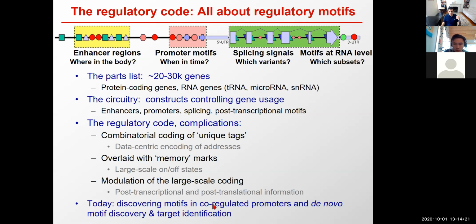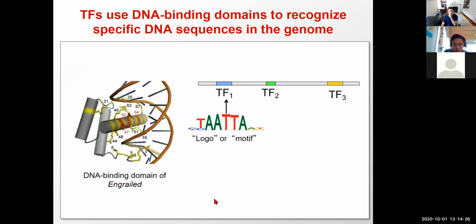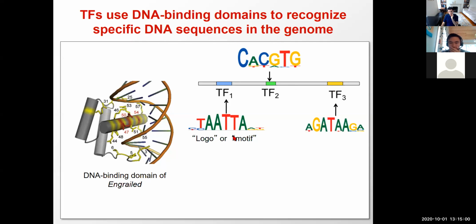So how do we discover motifs in co-regulated promoters, and also how do we discover motifs de novo and identify their targets? Transcription factors use DNA binding domains to recognize specific DNA sequences in the genome. The way that this recognition happens is the factor actually binds the closed DNA double helix. It doesn't open up the double helix. It binds it closed, and it makes contact with specific residues, and the specific contacts that it makes define whether that motif will be a particular shape or not, okay?